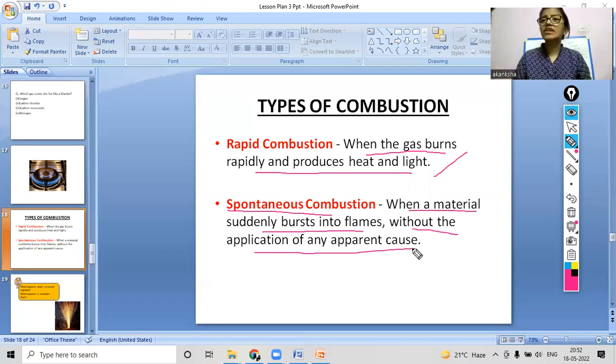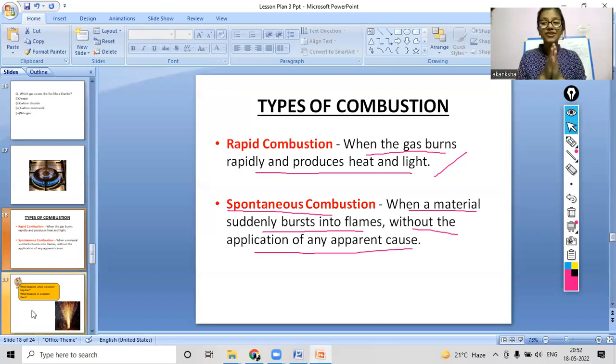One example I will give you of this condition is an element called phosphorus. We keep it at room temperature and we do nothing, it will still catch fire without doing anything. That type of combustion will be called spontaneous combustion. You can see the YouTube video at the end of the class. So are you clear with the concept of types of combustion? How many types of combustion are there? Write in the chat box. Okay, there is rapid combustion first and second is spontaneous combustion. Okay, so now we will move on ahead.